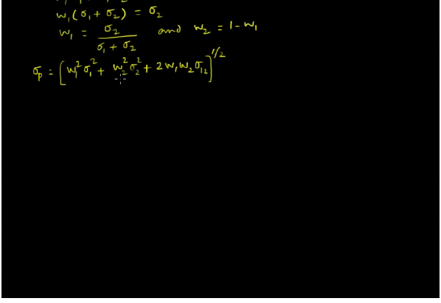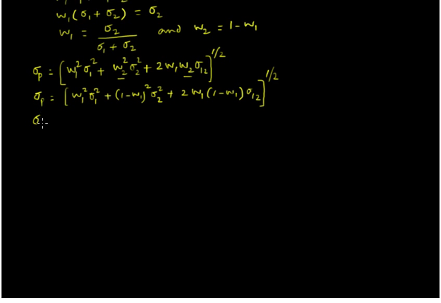Let us also write W2 here and a W2 here in terms of W1. So what we have is W1 squared times variance of 1 plus 1 minus W1 whole squared times the variance of 2 plus 2 times W1 times 1 minus W1 times covariance between 1 and 2. All this to the power of half.